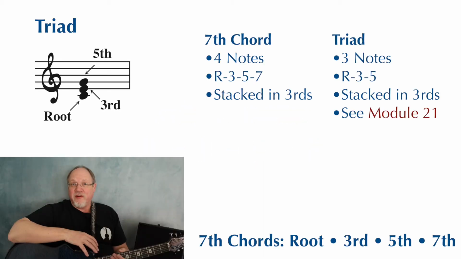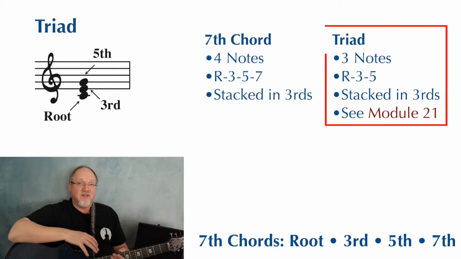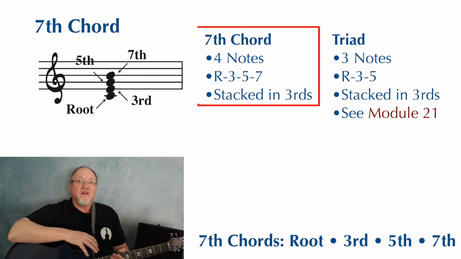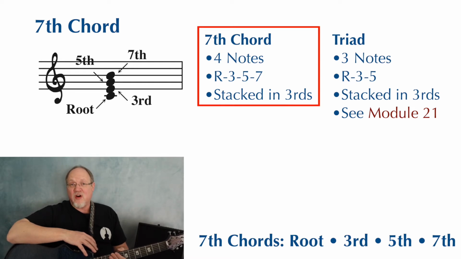As you learned in earlier modules, a triad consists of 3 notes, root, third, and fifth, stacked in thirds. A 7th chord contains 4 notes, a root, third, fifth, and seventh, also stacked in thirds. Your 7th chord notes are labeled R, 3, 5, and 7, or root, third, fifth, and seventh.